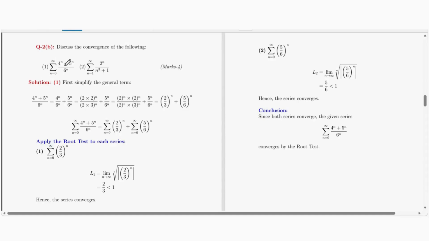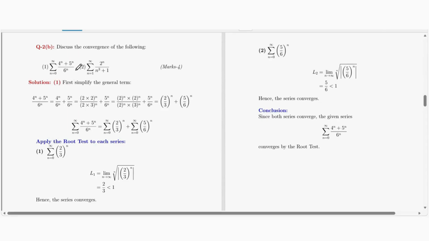Question 2b. Discuss the convergence of the following. First question, series n is 0 to infinity 4 raised to n plus 5 raised to n upon 6 raised to n. Second question, series 2 raised to n upon n raised to 3 plus 1. Now these two questions carry 4 marks. How many marks does each question have? 2 marks. Okay. Now let's discuss the first question.